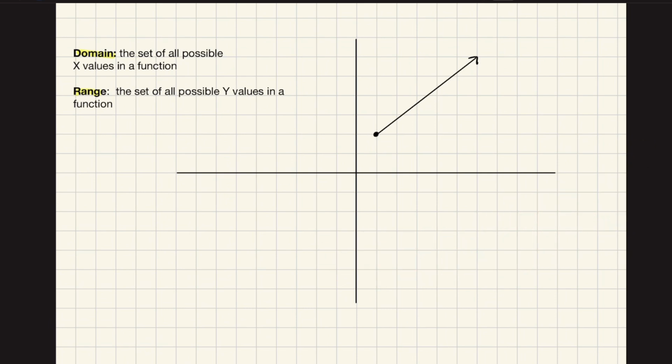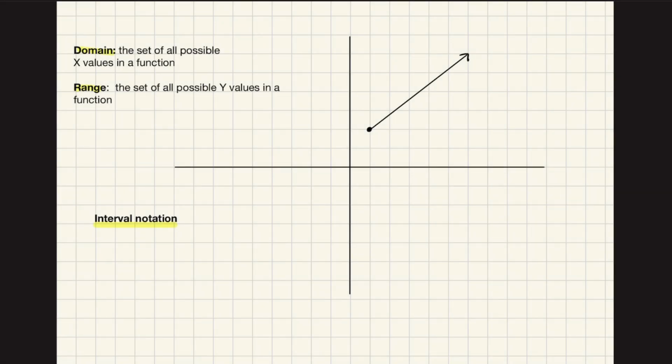Oftentimes what separates each function from the other, or what's distinguishable between the different types of functions, are their domain and ranges. When we say domain, we're talking about all the possible x values that are in that function. When we're talking about range, we're talking about all the possible y values that are in that function. And there are two different ways to describe it. We're going to use both of those ways to describe the domain, or all the permissible x values, and range, all the permissible y values of this function over here.